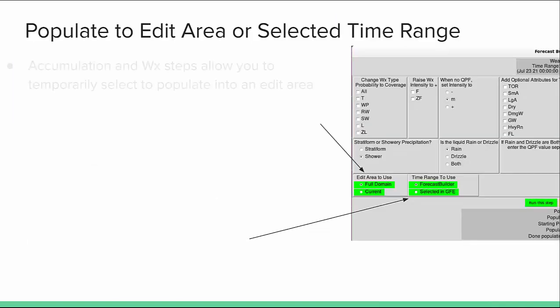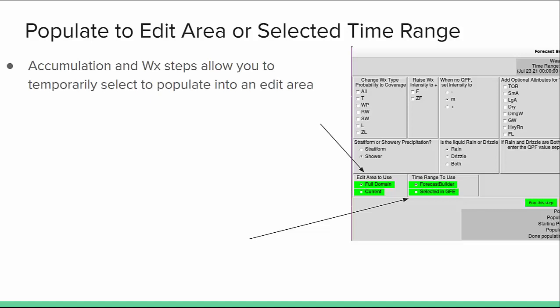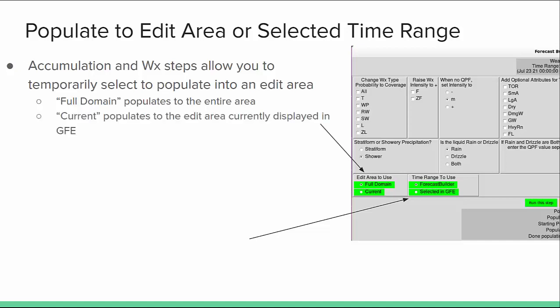Next, in the accumulation and weather grid steps, you're going to see two new items here about edit area to use and time range to use. So what this allows you to do on the area side is it allows you to, on the fly, run ForecastBuilder just for that area. And you're not having to exit the program, restarting from the first step. This is perfect, say, I want to apply a certain weather attribute from the weather grid step just to that area. What you would do is highlight an area in GFE, click the button current, and then ForecastBuilder will only apply the weather stuff to that specific area.